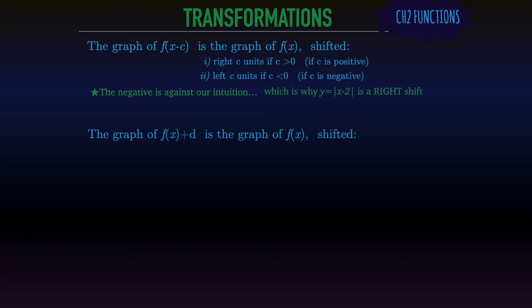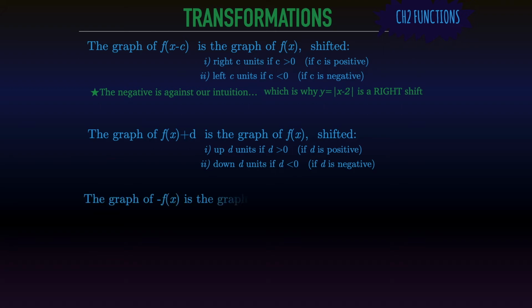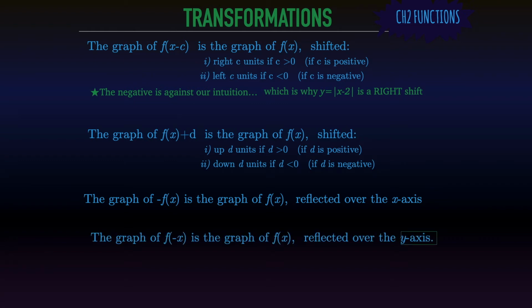The graph of f of x plus d, that d is on the outside in this case, is up d units if d is positive, down d units if d is negative. Now if we put a negative in front of the function, we know that reflects over the x-axis, or if we put the negative inside, it's going to be over the y-axis.